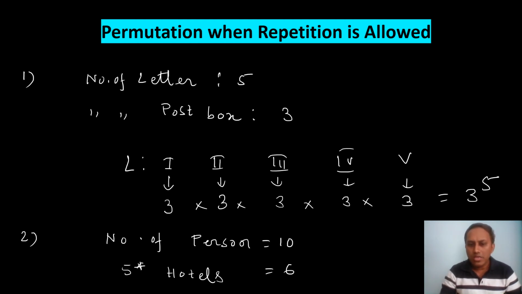Okay, so now look at this. The first person can check into any hotel, so he has 6 options. Second person, again 6 options. So what would be the answer? 6 raised to the power 10, right? So this is how we generally deal with it when repetition is allowed. Let us take an example and elaborate how we solve questions using this concept.